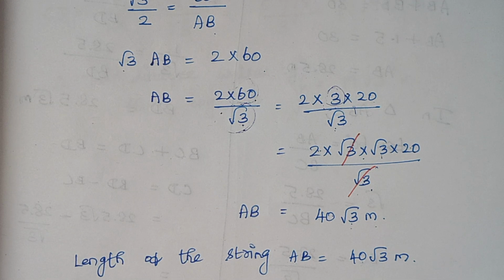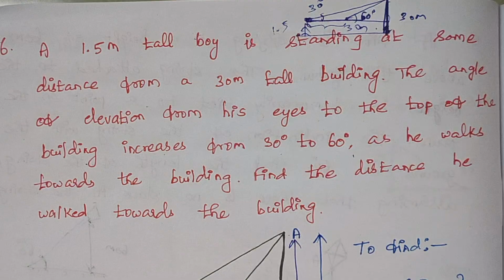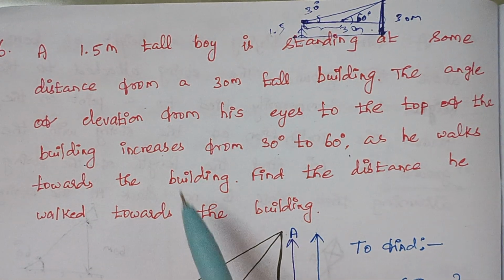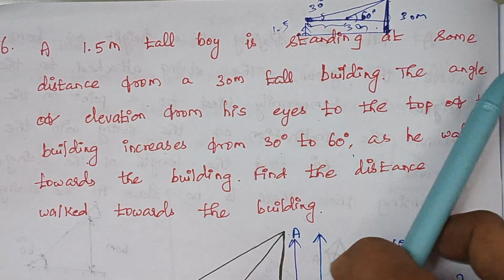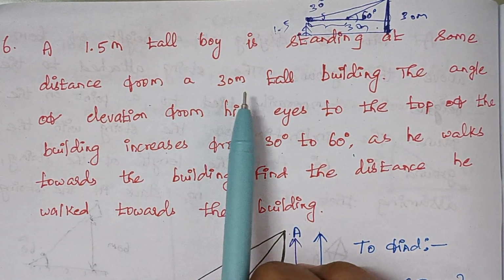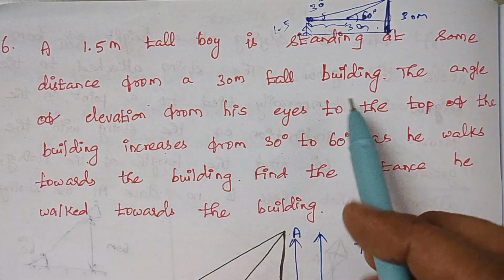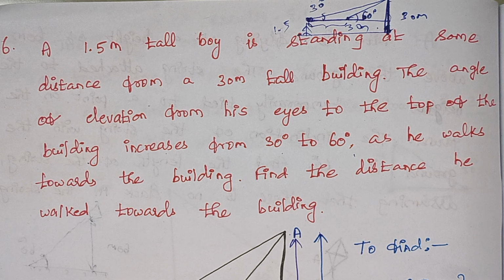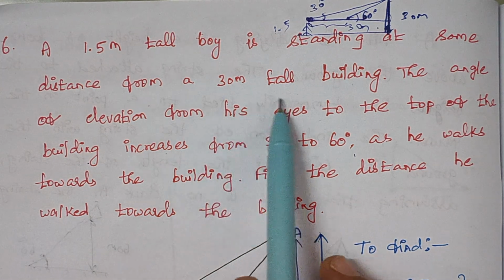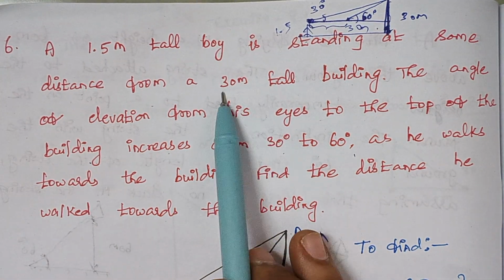So next we move on to the problem number 6. The problem is a 1.5 meter tall boy is standing at some distance from a 30 meter tall building. So here we are having a boy and we are having a building, right? So what is the length of the building? You see it is 30 meter.